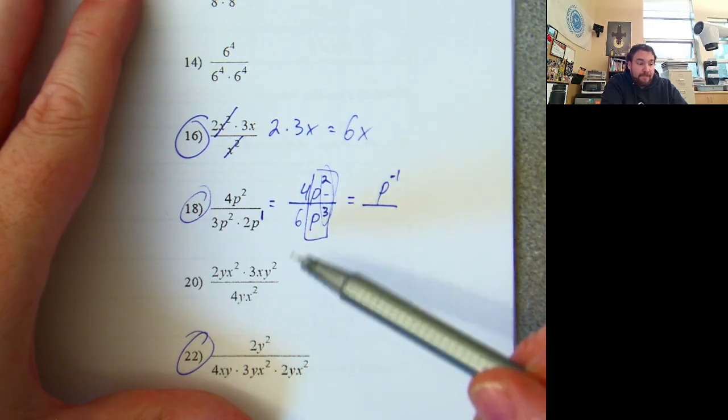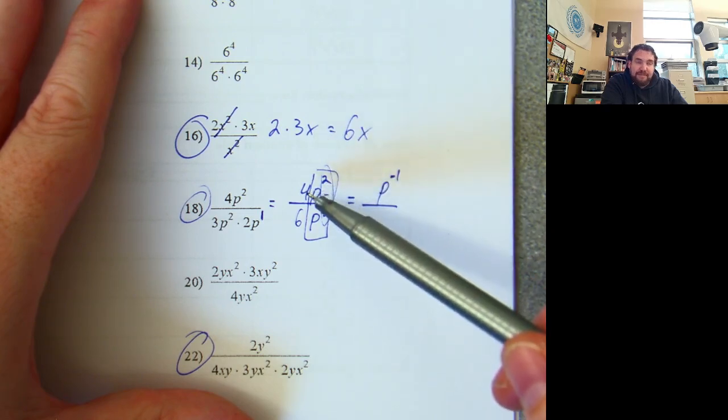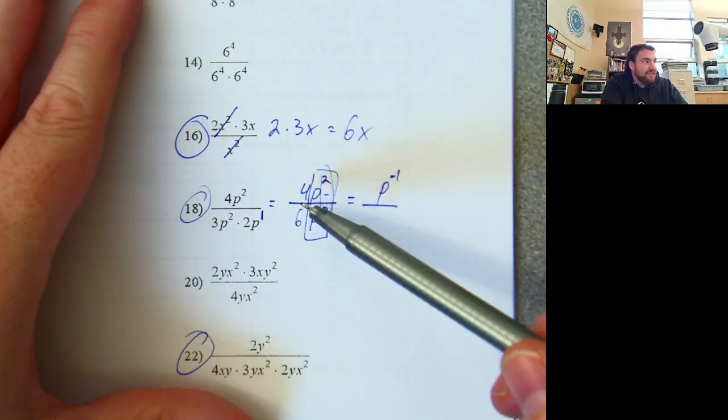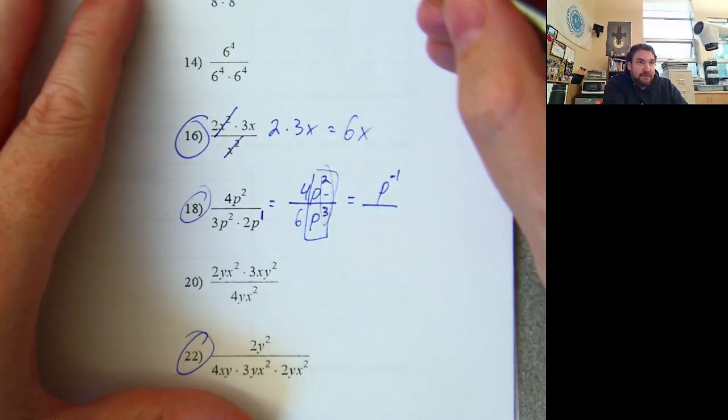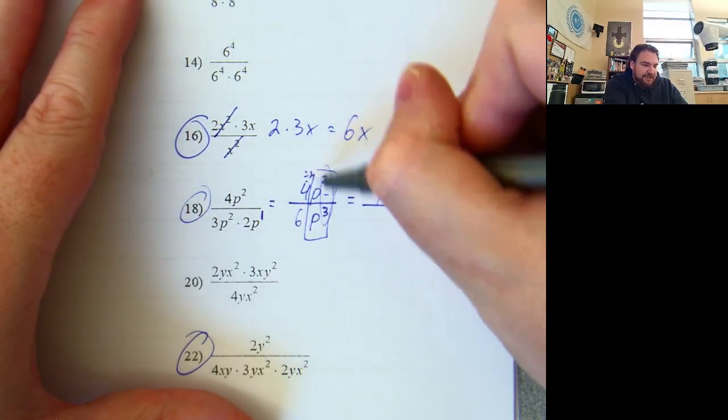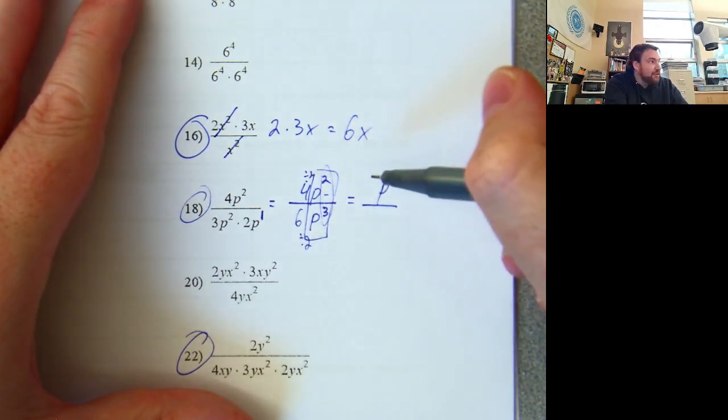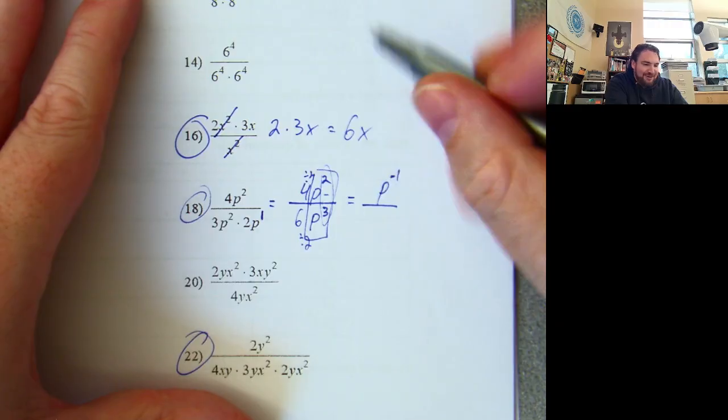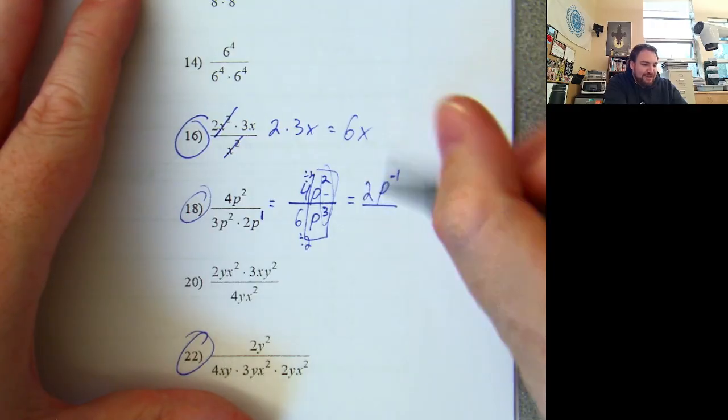Divide the numerator by the denominator. Yeah, but no. 4 and 6 are both divisible by? 2. Thank you. Divide by 2, divide by 2. 4 divided by 2? 2. 6 divided by 2 is?